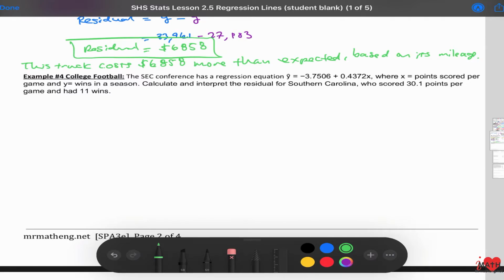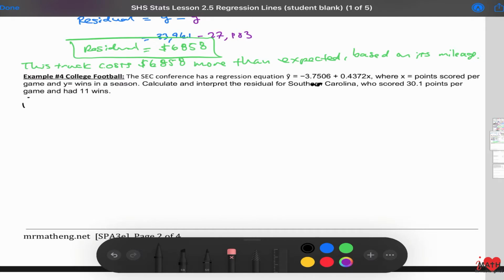All right, college football. The SEC, I think that's the Southeastern Conference, has a regression equation of y hat equals negative 3.7506, and so on, where x represents the number of points scored per game and y equals the wins in a season. Calculate and interpret the residual for South Carolina, who scored 30.1 points per game and had 11 wins. Okay?